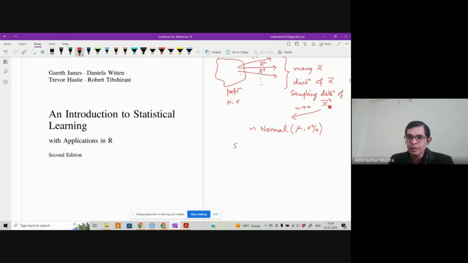And all of you know that we call it standard error of this as sigma by root n. That means the standard deviation of the sampling distribution of X bar. And this depends upon the large sample theory. Large sample theory means you must have a large sample. And if you repeat the process, then this will happen.